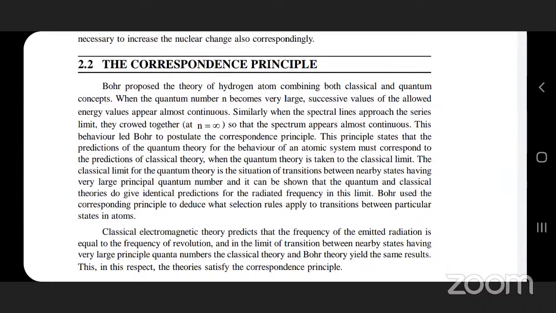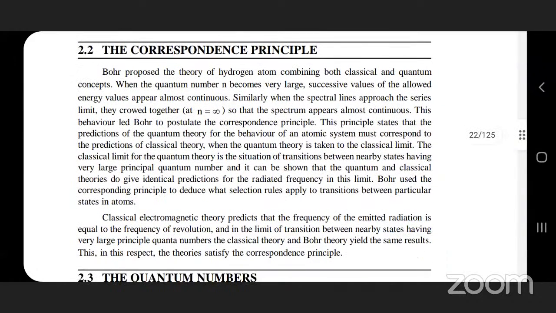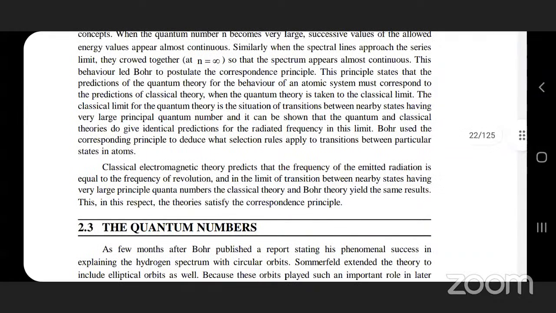This principle states that the prediction of the quantum theory for the behavior of an atomic system must correspond to the prediction of the classical theory when the quantum theory is taken to the classical limit, which is the situation of transitions between nearby states having very large principal quantum numbers. It can also be shown that the quantum and classical theories give identical predictions for the radiation energy. So Bohr used the correspondence principle to deduce the selection rules, which apply to transitions between particular states in atoms.